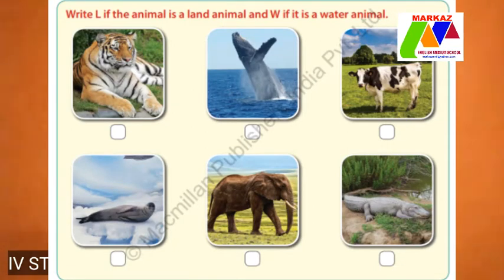The first one is tiger, land animal. Second, a dolphin, water animal. Third one, cow, land animal. Fourth one is a penguin, it's a water animal. Next, elephant, land animal. And the last one is alligator, it's a water animal.